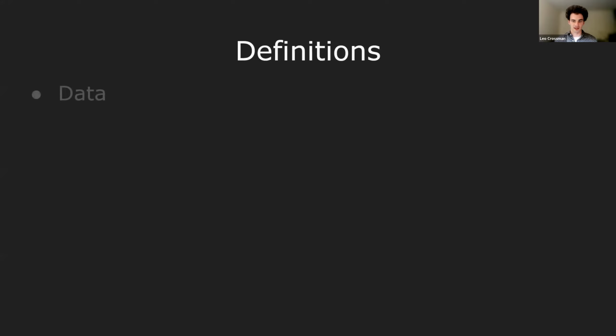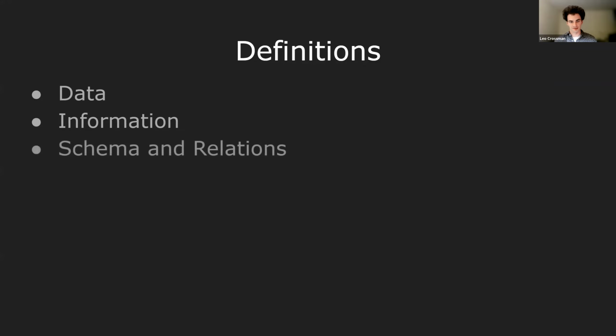Starting us off, we have data. Data is raw, unprocessed facts. What about when we process this data? Processed data is known as information. What about pieces of data that rely on data stored elsewhere? This question brings us to schema and relations.